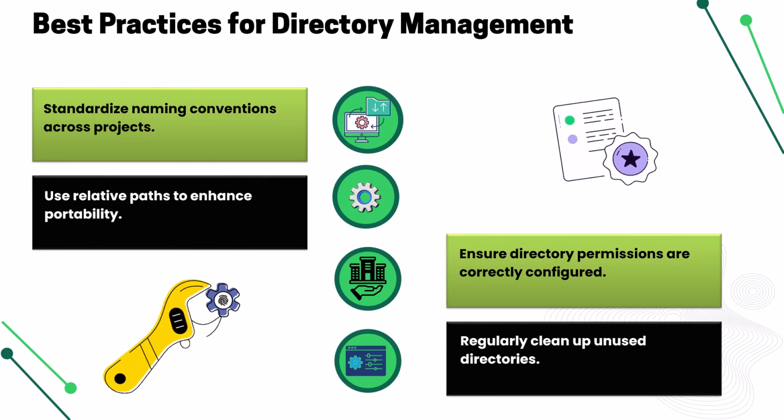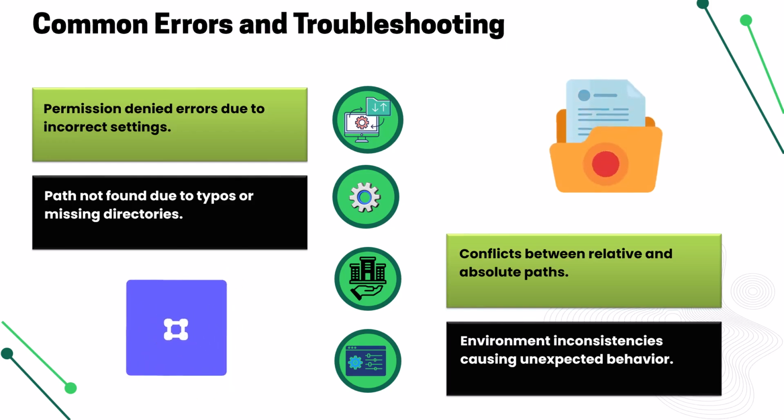Managing directories isn't glamorous, but it saves you from chaos later. Stick to naming conventions. No more final v2 nonsense. Relative paths make portability a breeze. And do yourself a favor. Check permissions before the system locks you out. Oh, and delete old directories. You're not archiving history.